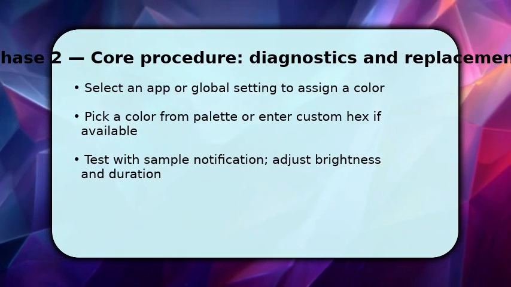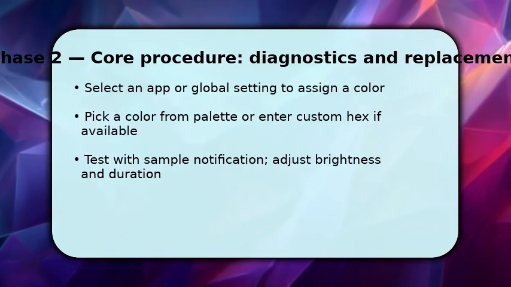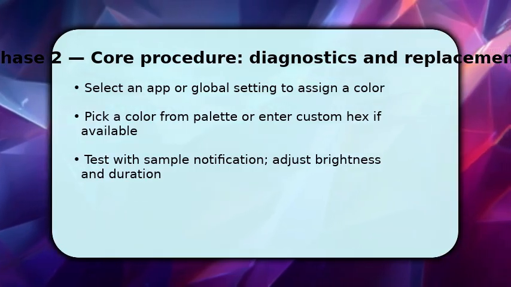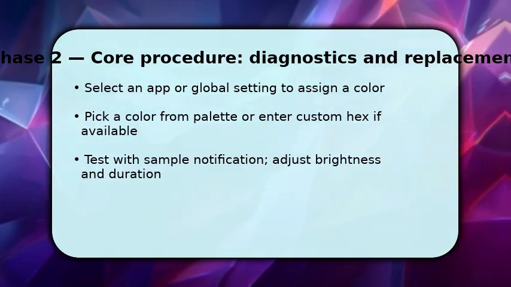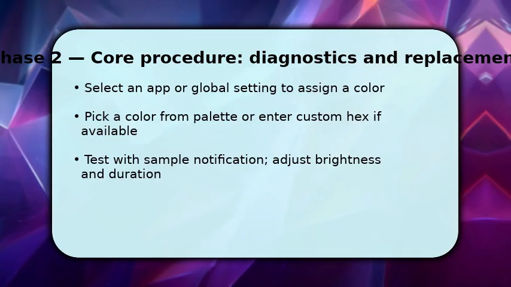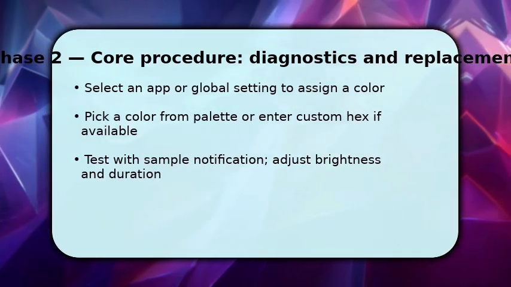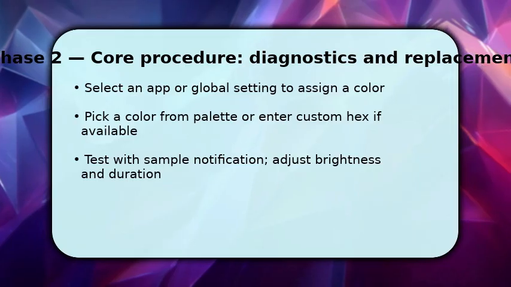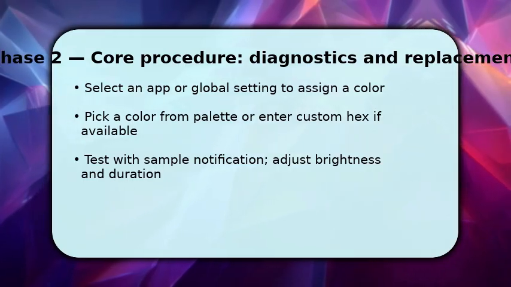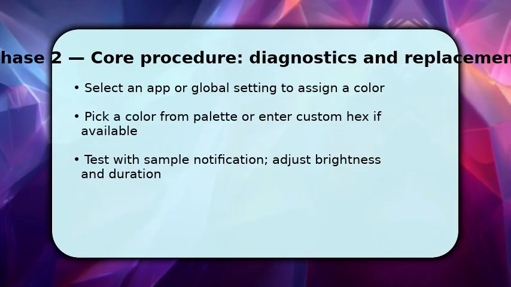You now pick whether to assign colors per app or use a global notification color. Tap an app in the list, then choose from the preset palette, or if your Vivo UI allows, enter a custom hex value for precise hue. Once selected, test by sending a sample notification. This verifies both color and behavior.